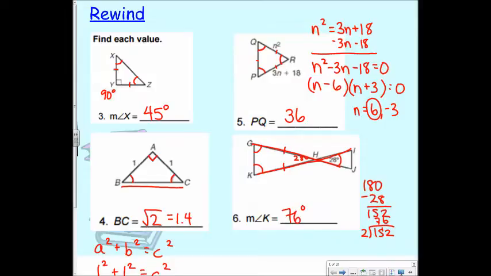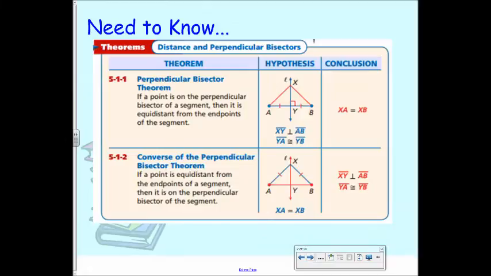We're going to talk today about angle bisectors and perpendicular bisectors, and we're going to start with distance and perpendicular bisectors. So I'm putting a couple theorems up on the board, but I'm going to break them down for you in a second. Just take a look at these theorems. I'm going to read them, and then you're going to use these to prove different sides of triangles are congruent, or different angle parts or pieces of bisectors are congruent.